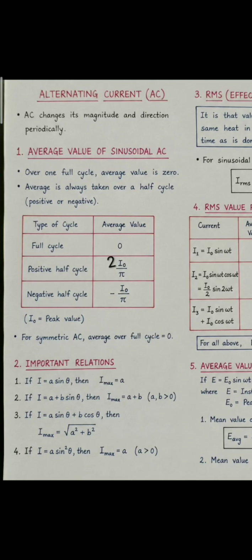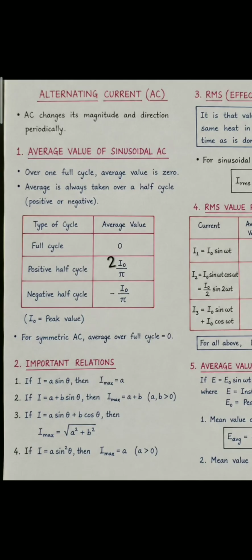Positive half cycle means 2 I naught by pi, and negative half cycle means minus 2 I naught by pi. I naught means peak value. For symmetric AC, the average over a full cycle is 0.